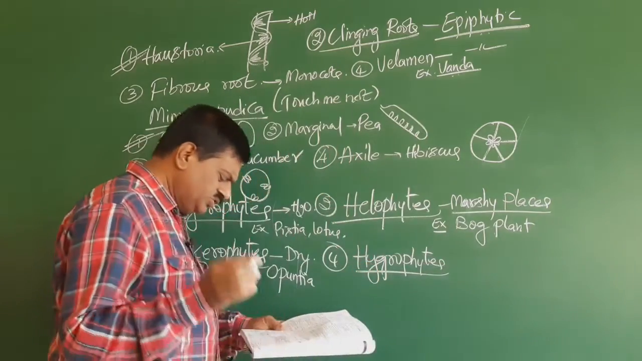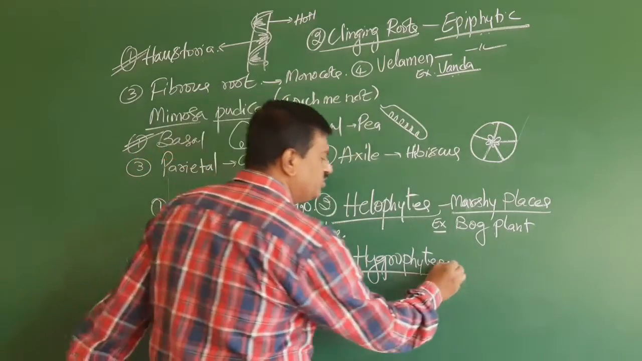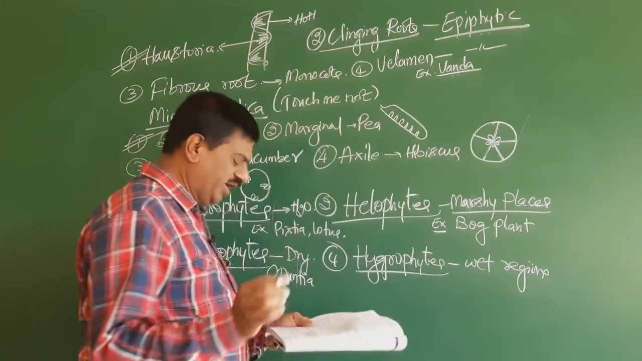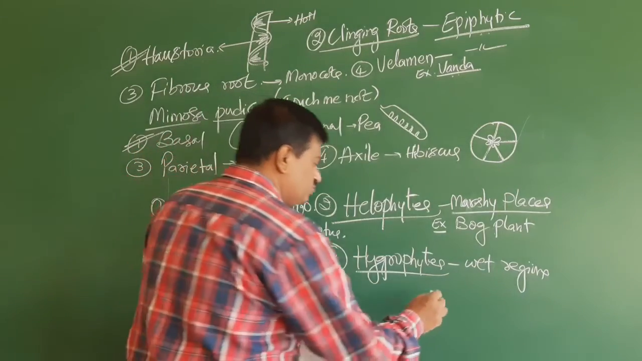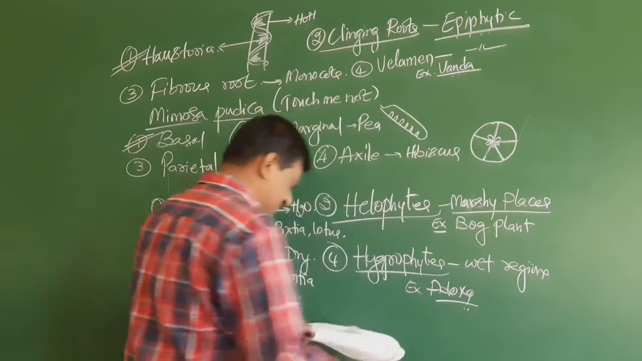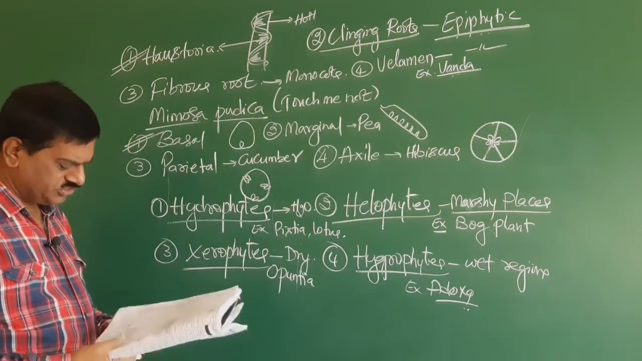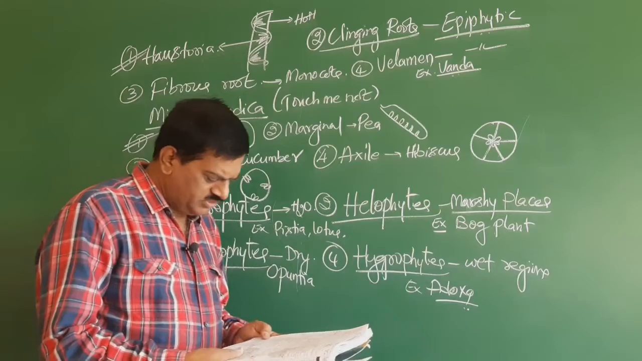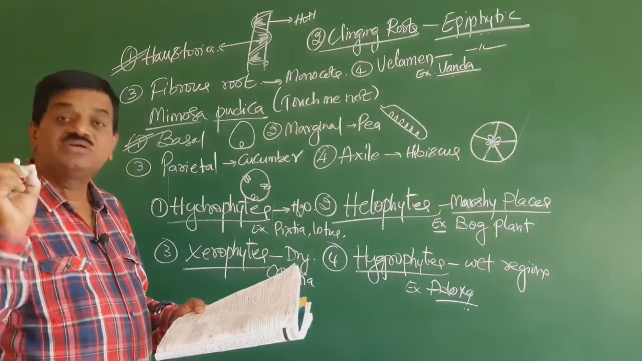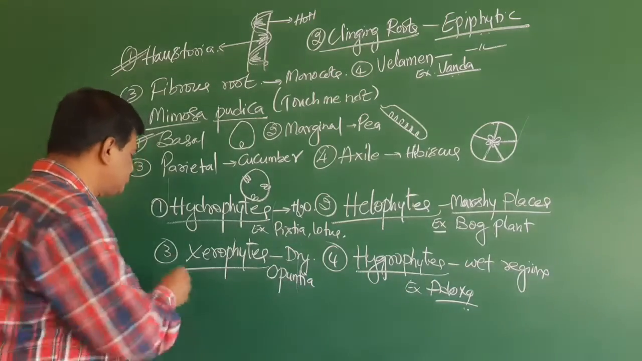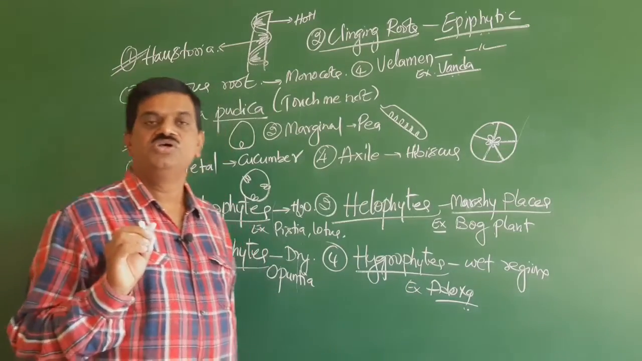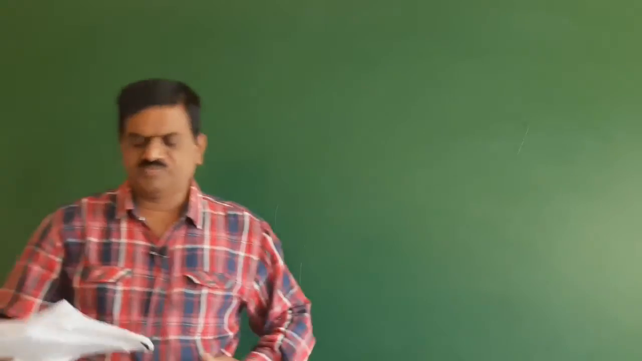So here the word hygrophytes: plants that grow in the wet regions are called hygrophytes. Example: Adaxa. So here the right answer, the question is modification of a stem into leaf-like cladodes. Here the right answer is xerophytes. They grow in the dry areas. So xerophyte is the right answer.